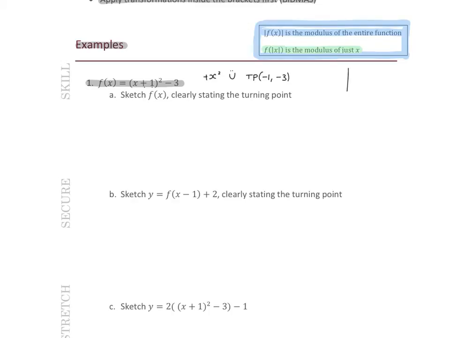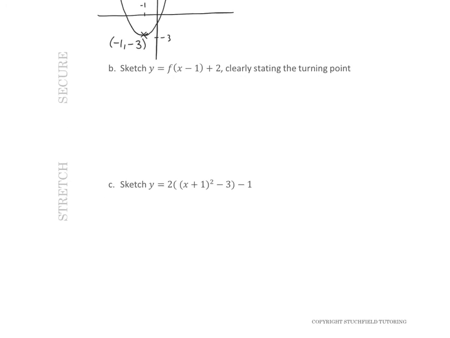So this part 1 is just a sketching question. However, it could also be a graph transformations question, because it's actually starting with a base function of y equals x squared. And then this moves it as a translation of 1 to the left, and this is a translation of 3 down. So that's actually where my turning point comes from. But for now, we're just going to sketch it as we know how to. So, my turning point, and it says clearly stating the turning point. So minus 1, minus 3.